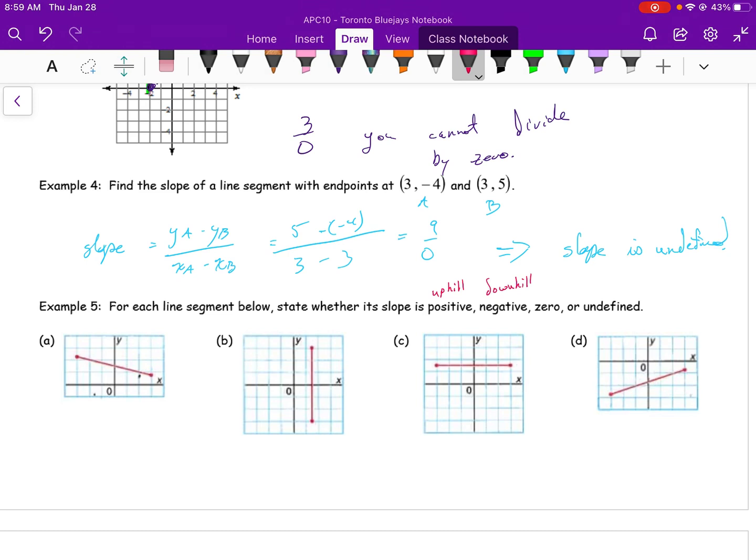So here we are. We're going to read the graphs left to right. So I'm going to start with the leftmost point, and I'm going to go to the rightmost point. What we see here is that as I move left to right, that my slope is going down, so my slope must be negative. Now, what I see here as I move left to right, it doesn't really make sense to go left to right because it's just purely vertical. Vertical lines have a slope that is undefined.